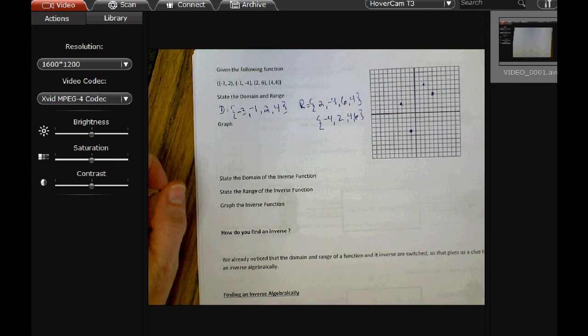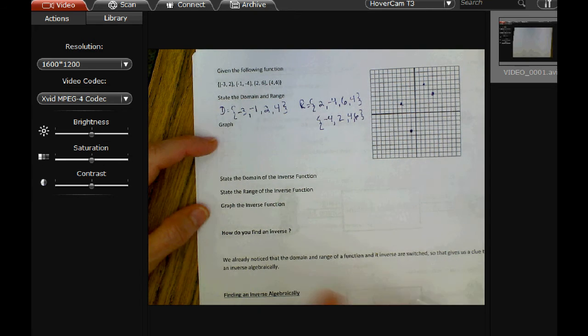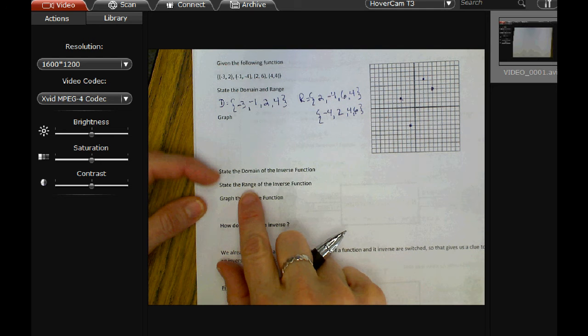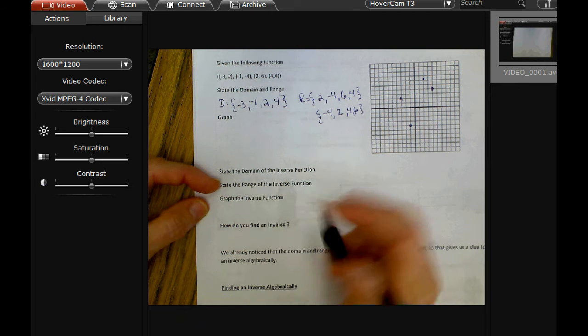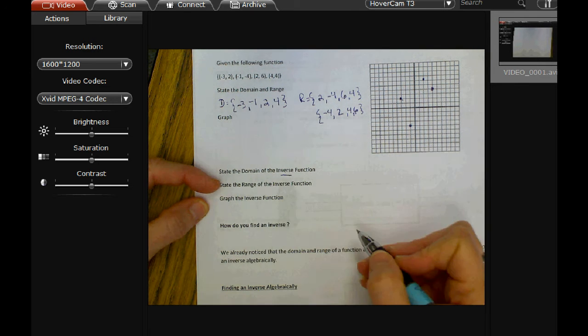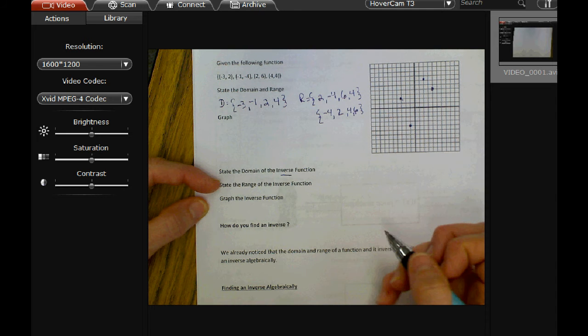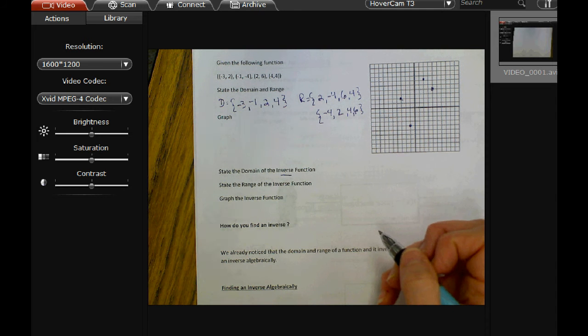Alright, those are not connected. That's just a set of ordered points. It's a scatter plot. So the next thing they ask me, though, is to state the domain of the inverse function. Remember, domain and range swap from an original function to its inverse.